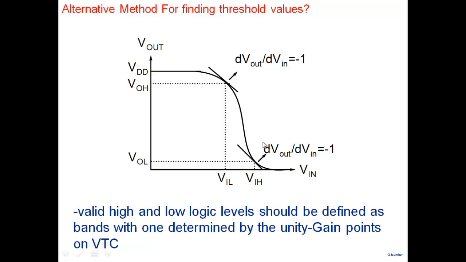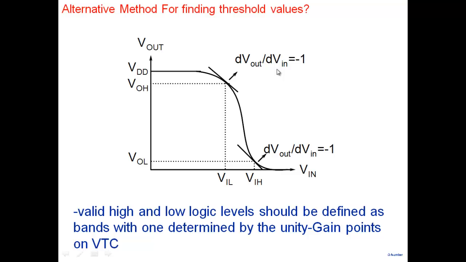So these people say once you have a VTC, you find these unity slope points here. And these unity slope points will give you VOH and VOL. And then you get VIH and VIL, and then you find out your noise margins. So that's the other point that they're saying.